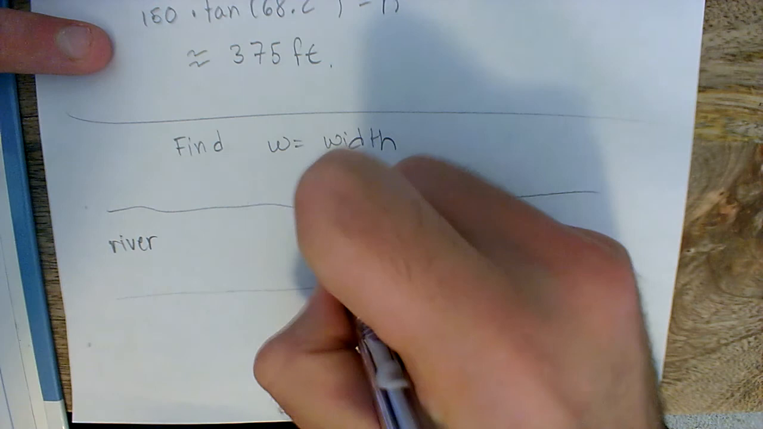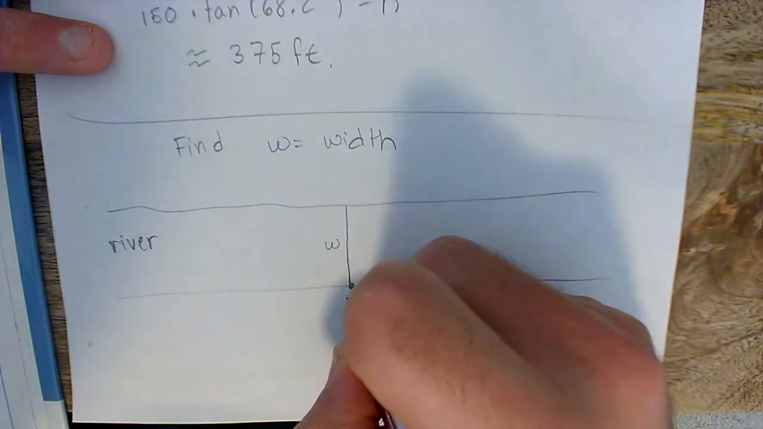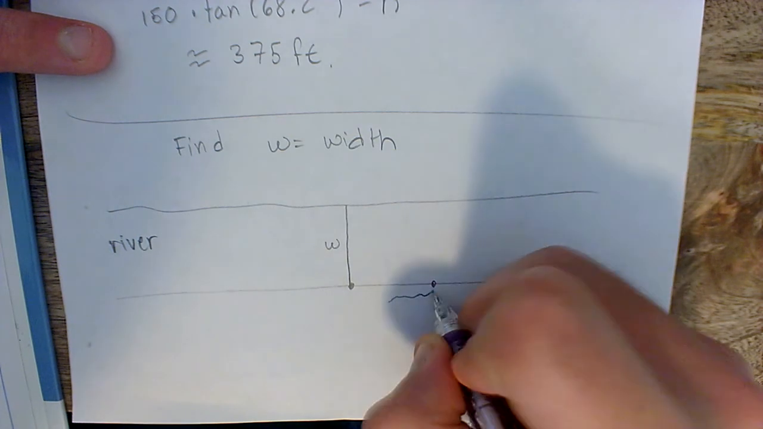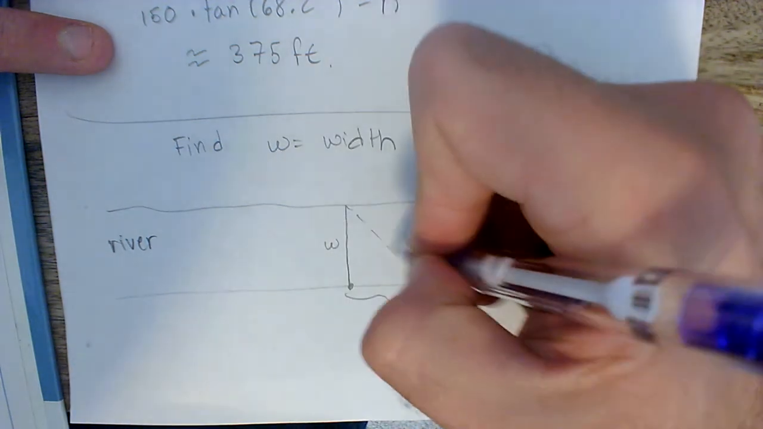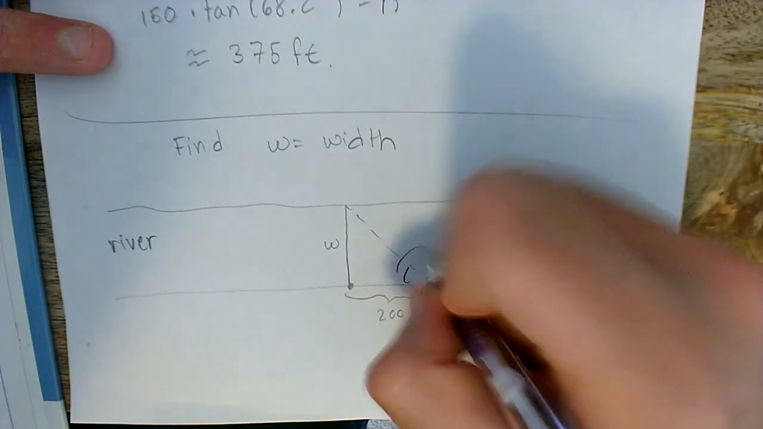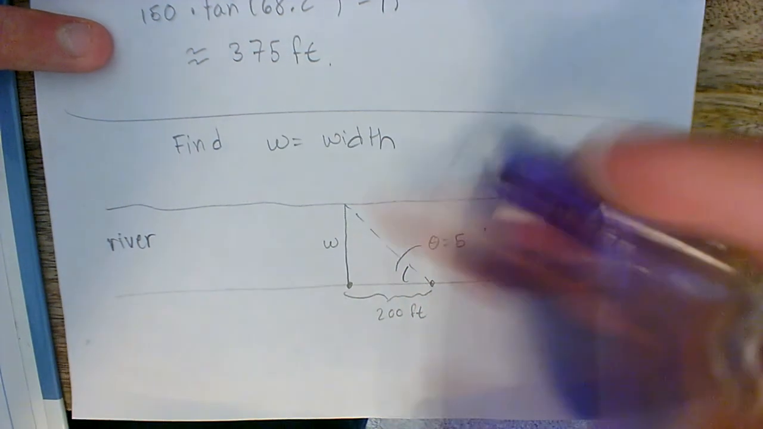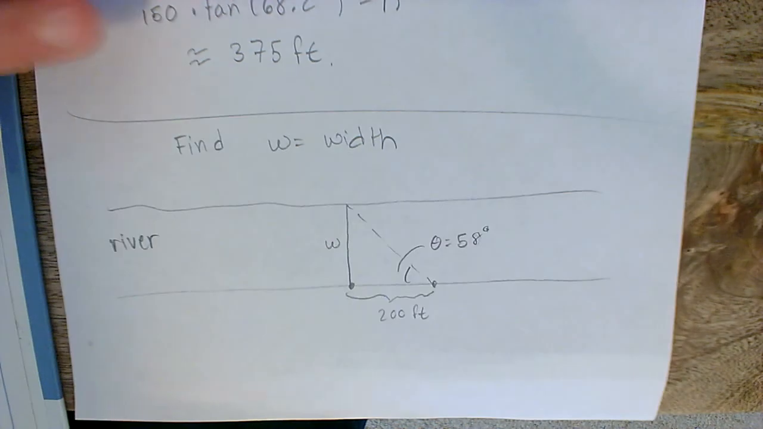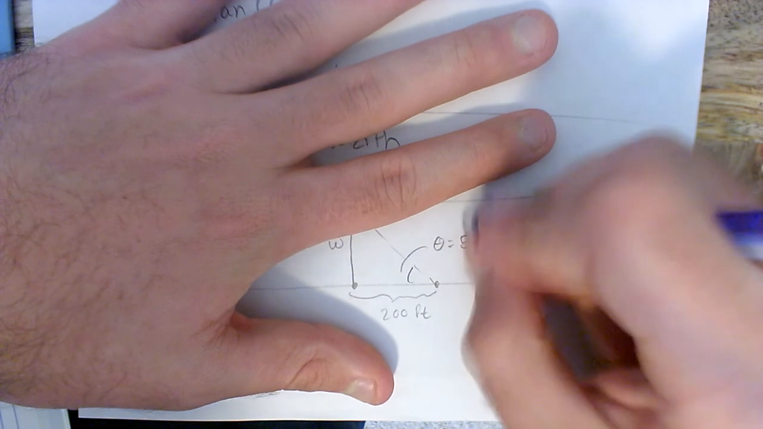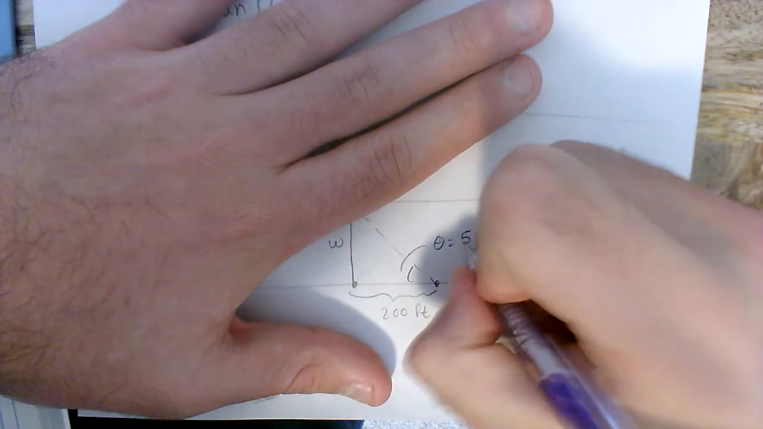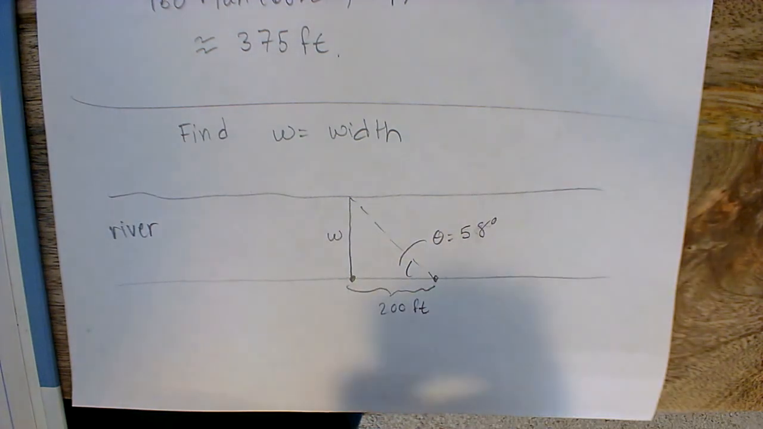Well, you can't do this without any information, but I'm going to label this side W. From this point to this point, it's 200 feet. Then we're also given that the angle theta is equal to 58 degrees. My 8s are so bad. 58 degrees. So we want to find out what the width is.